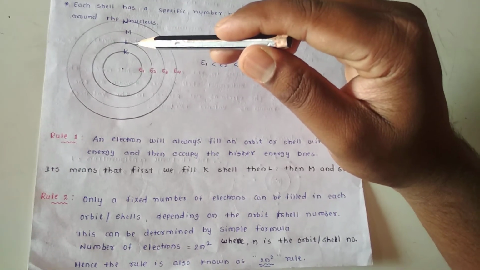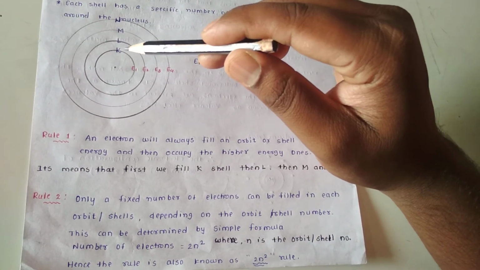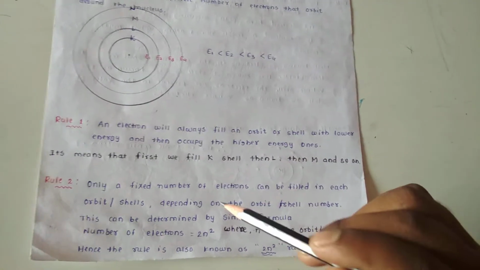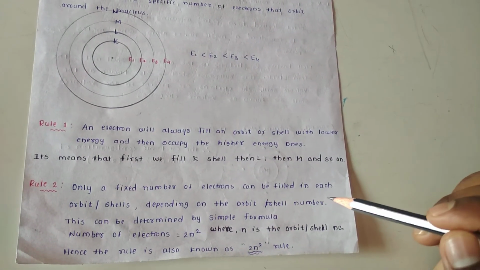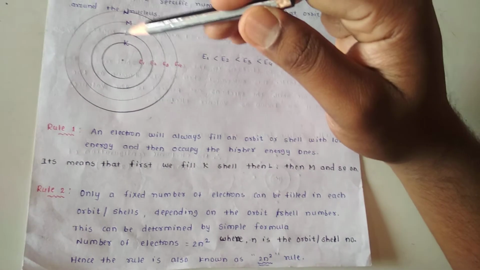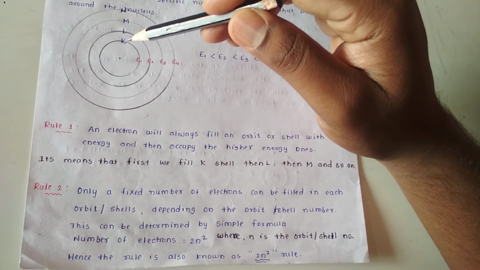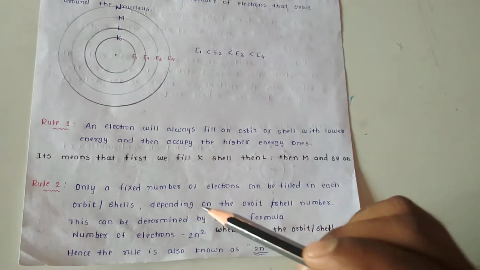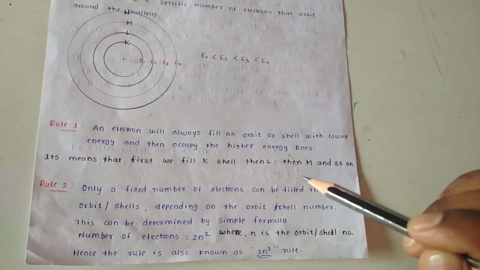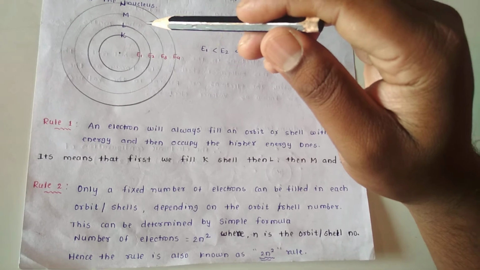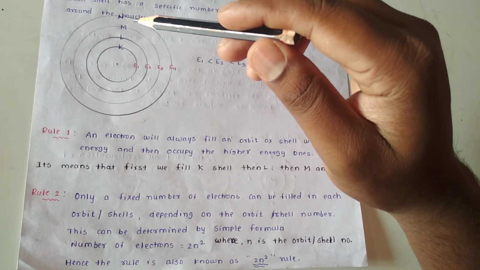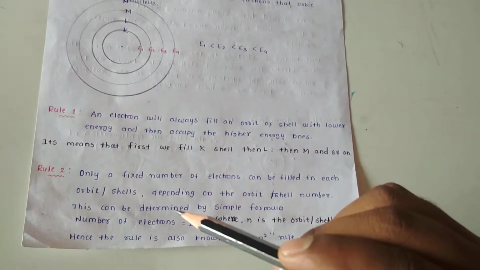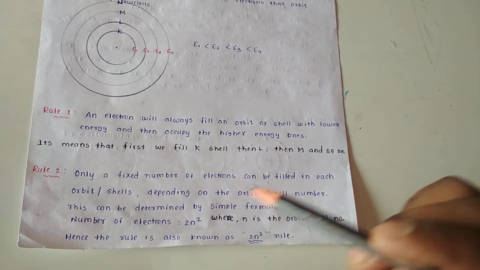So what is the second rule? Only a fixed number of electrons can be filled in each shell depending on the orbit or shell number. Here the shell number of K is 1, L is 2, M is 3 and N is 4. This can be determined by a simple formula.